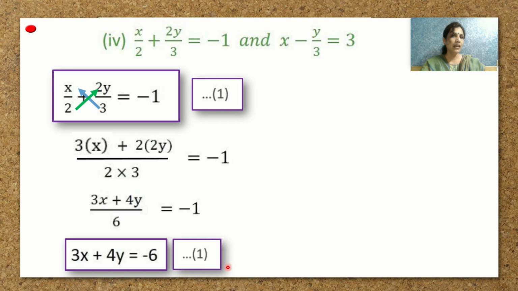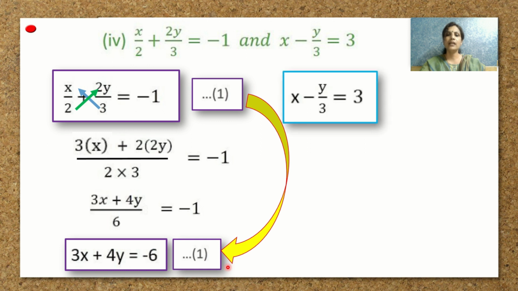And can you see, equation 1 we have completely transformed into a very simple equation, that is 3x plus 4y is equal to minus 6. Let's consider the second equation. x minus y upon 3 is equal to 3. Again we will cross multiply.